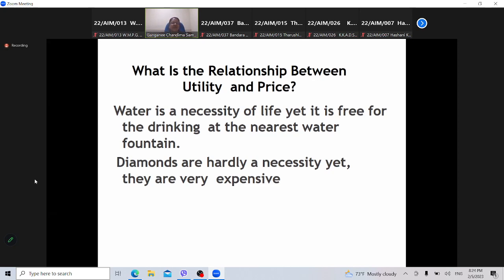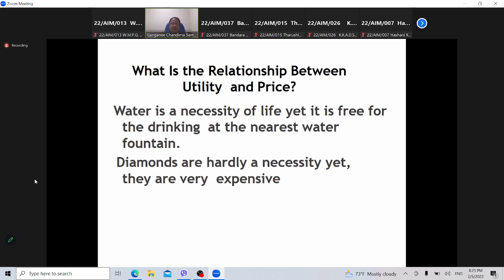Now, before going to that principle in detail, we will say briefly what is the relationship between utility and price. The utility and price are related like this. Let's say, for example, water is a necessity of life, because it's our basic need. Yet it is free for drinking at the nearest water fountain. So if it is nearby, it is a necessity one, so it's free. But just think, diamond.